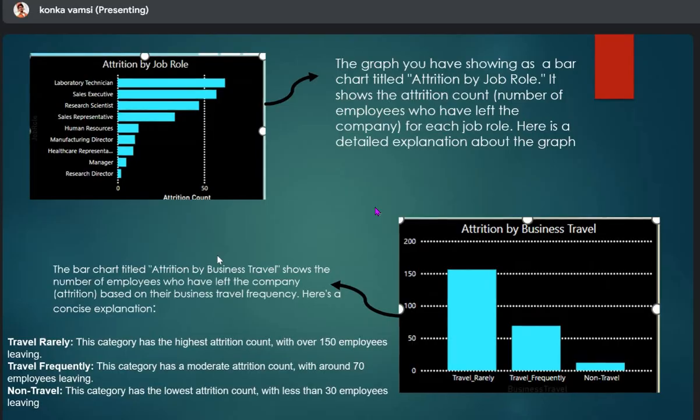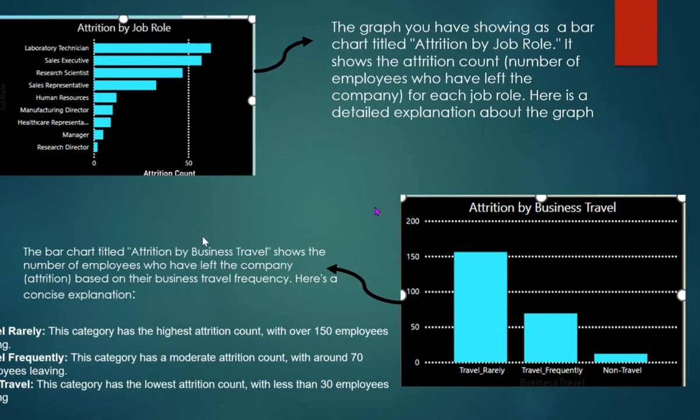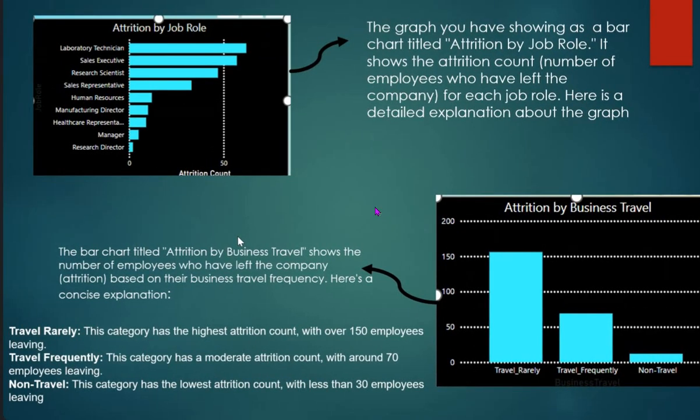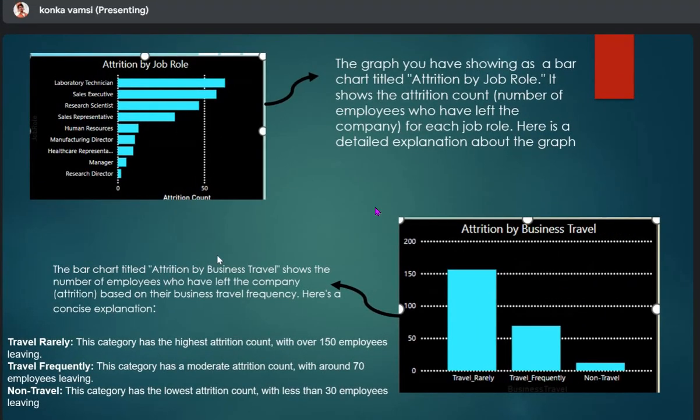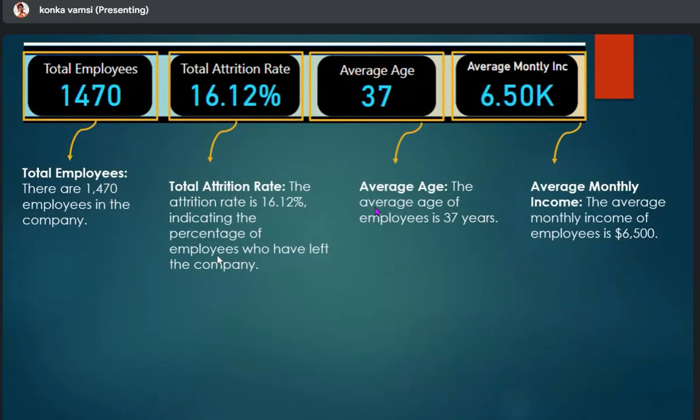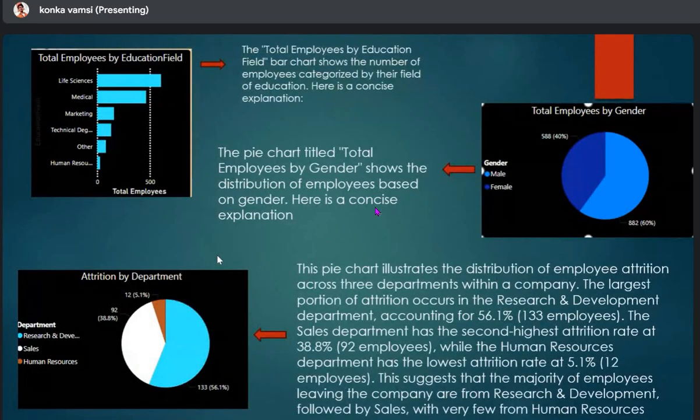And attrition by business travel: this bar chart shows the number of employees who left based on travel frequency. So you can easily find out who travels more, so they have left. If they are non-travel, they are staying here. We can easily find that out. This shows the total number of employees, the total attrition rate, the average age and the average income. These are the things we can create.